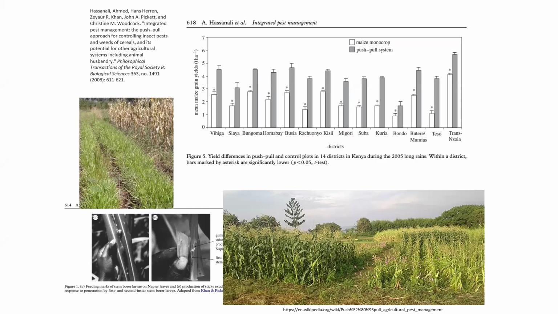This is a paper from Kenya, and it looks at the mean maize grain yield in a monocrop versus a push-pull system. The push-pull system always yielding higher. Here we have the push-pull system with the desmodium. And here we have the feeding marks of the stem borer on the Napier grass. And the Napier grass has sticky material, which reduces the larvae's survival and even kills them.